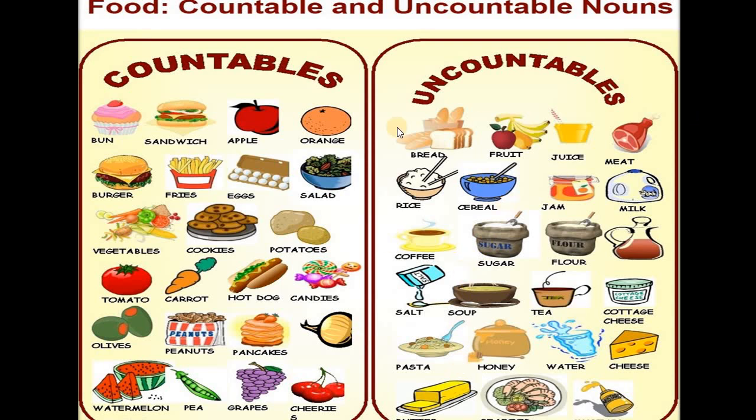As we see here, we have apple, cherries, grapes, and here we have fruit. Why are these countable but fruit is non-countable? We have to know that the types of fruit, like apple and orange, are countable nouns. But fruit in general, we say fruit, is a non-countable noun.